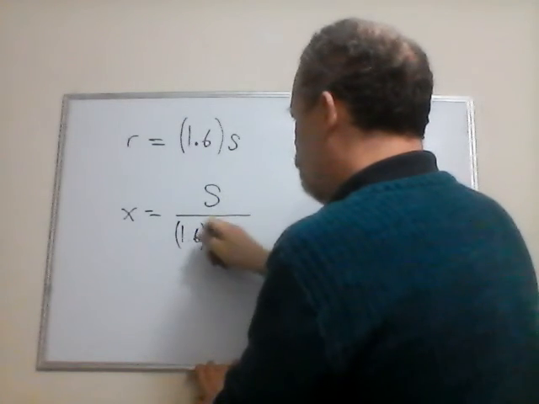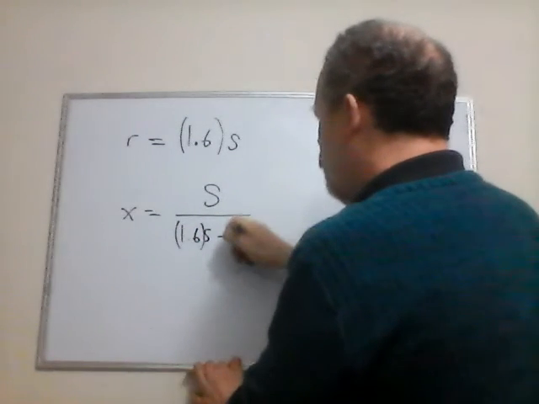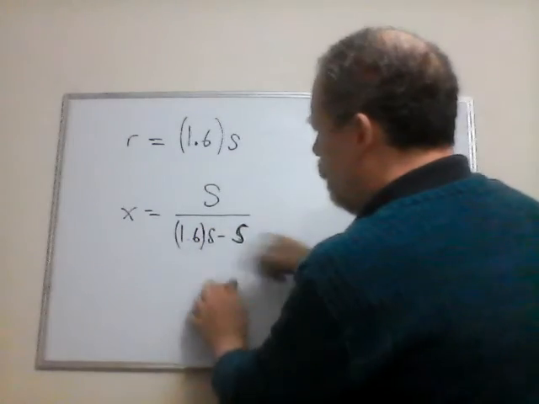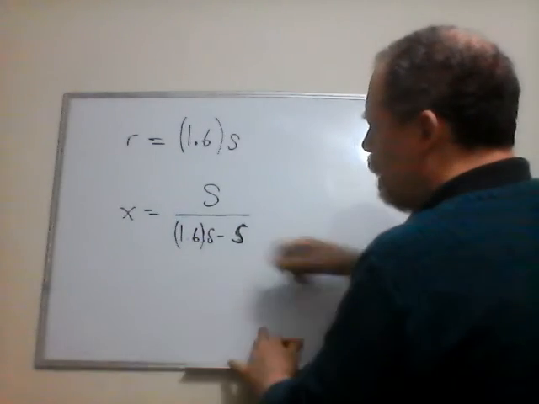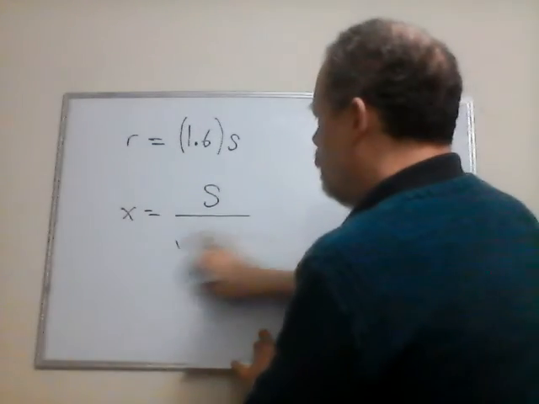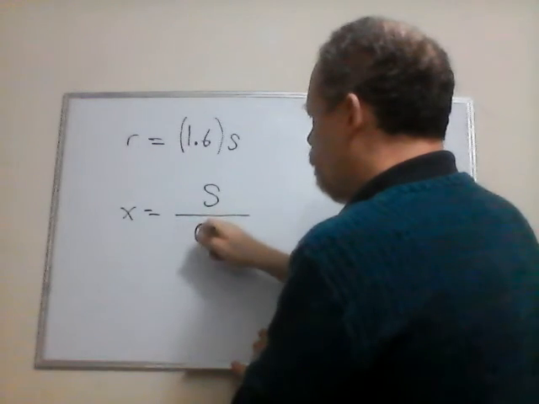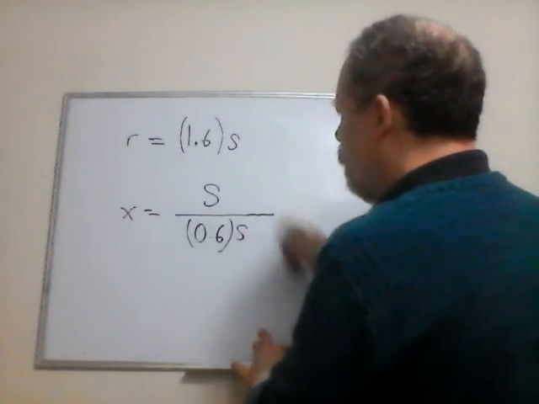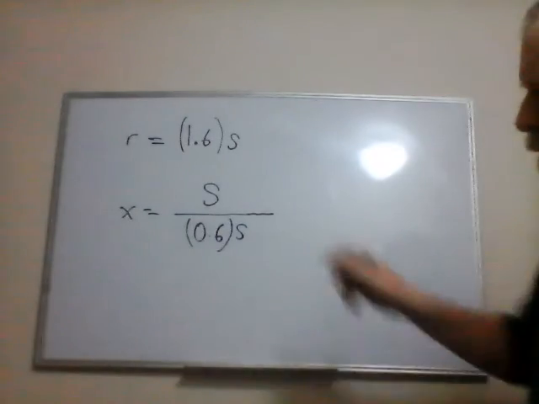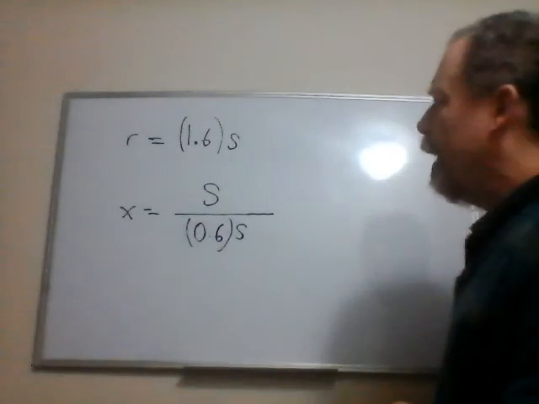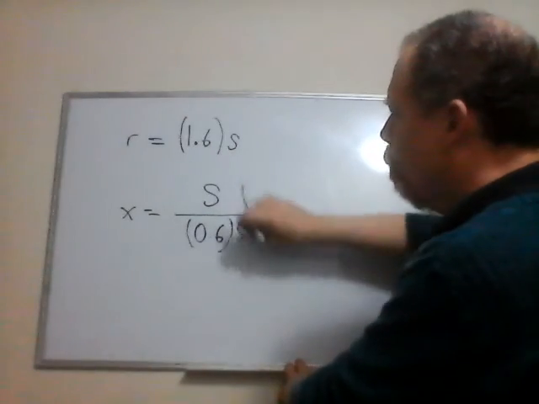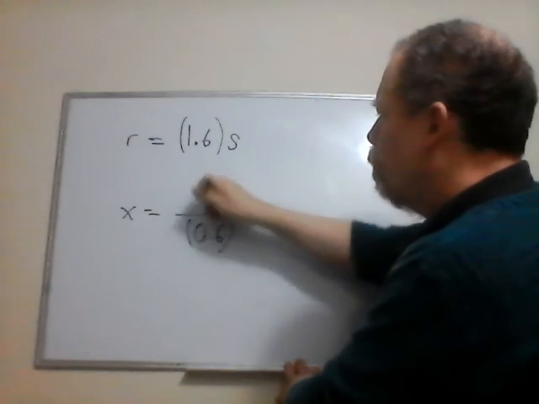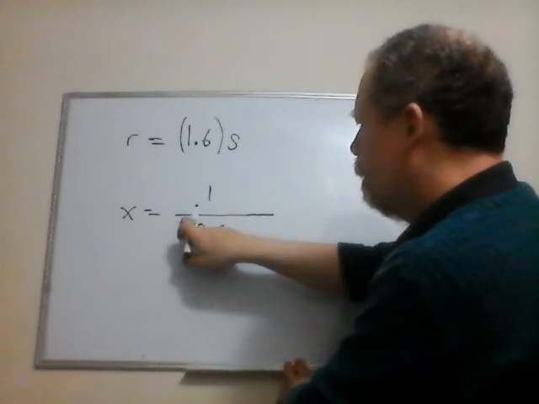Minus S, with S on top. It's not a 5, it's an S. Okay. So if this is 1.6S and this is 1S, this becomes 0.6S. Okay? And by here, you've noticed that since both things are just multiples of S, you can cancel the S's. This S becomes a 1, this S becomes a 1, so we don't need to notate that. This becomes 1 over 0.6. Okay?